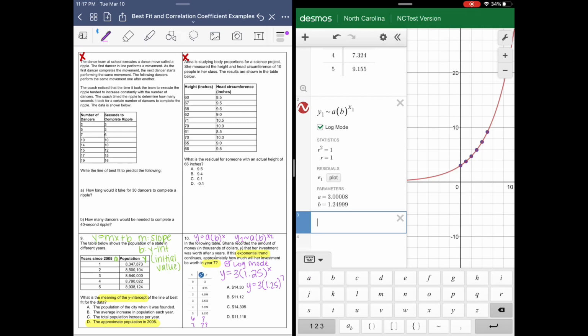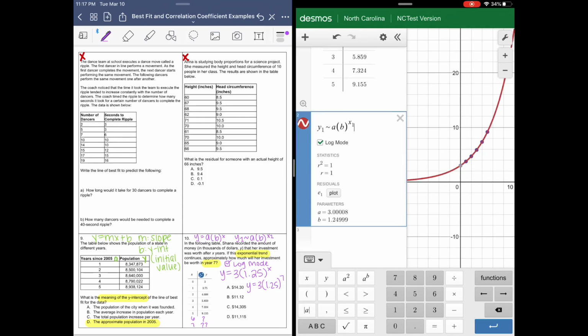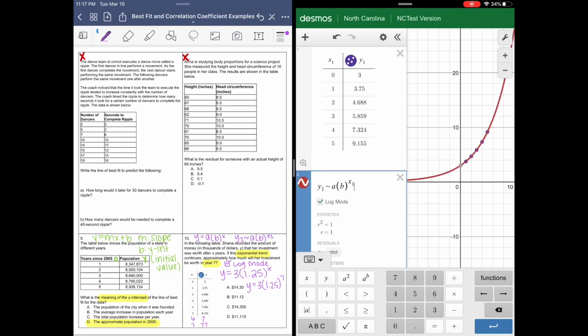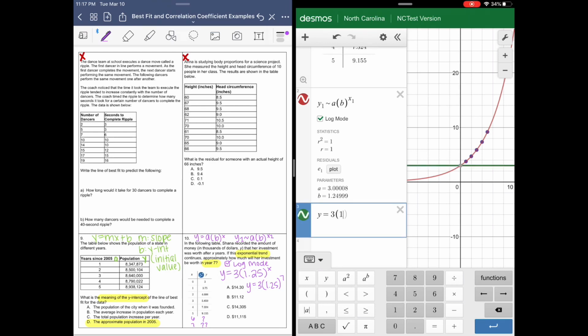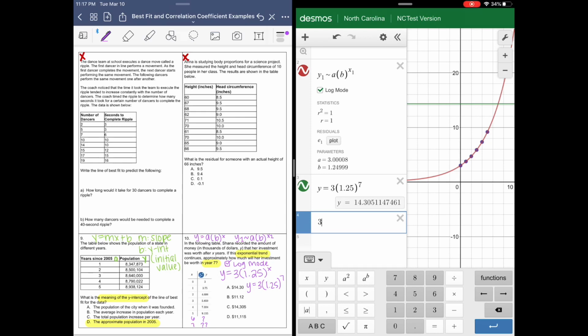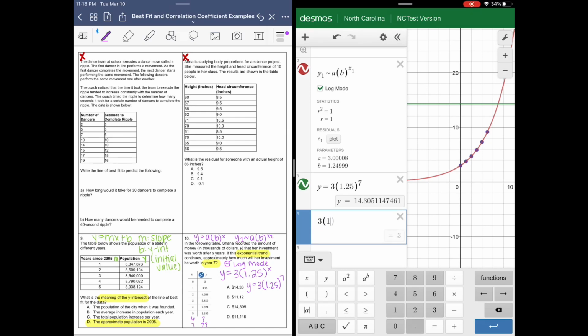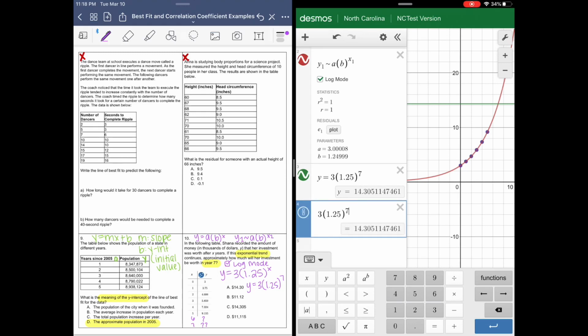So now we're going back to what we did in our exponential functions unit. Y, whoops, we don't have to type y equals. You can, but you don't have to. I'm going to do it both ways. Y equals, here we go. Okay, so you can do it that way and it tells you y equals something, or you can just type in 3 parentheses 1.25 to the power 7. Same thing.